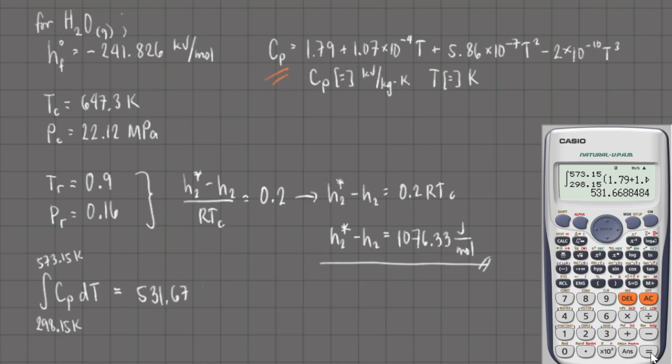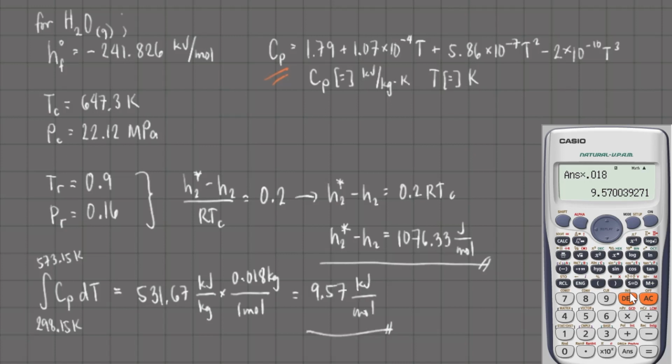Our second term, the integral of Cp dT, is determined to be 531.67 kilojoules per kilogram. Let's convert this to kilojoules per mole. So for every 1 mole of water, you have 0.018 kilograms. Multiply by 0.018. Our integral of Cp dT term is equal to 9.57 kilojoules per mole.